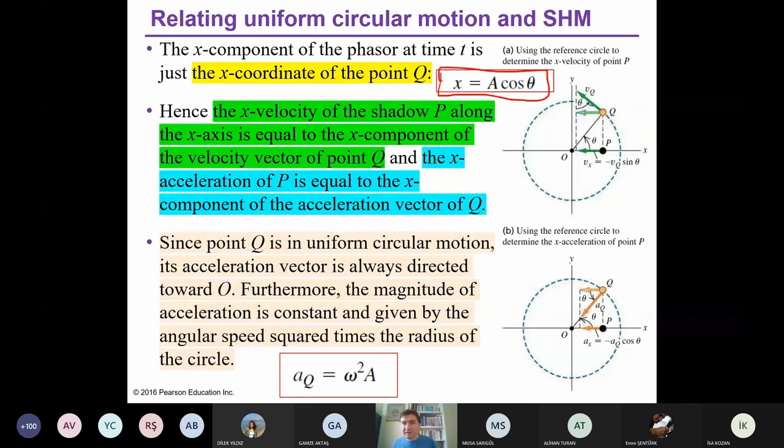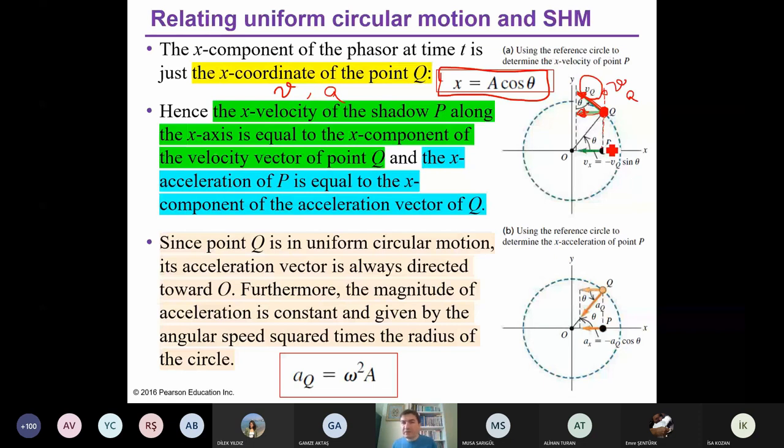This is the cue ball. It has uniform circular motion, and this is the tangential velocity of the cue ball, which is given with VQ. And this tangential velocity has this component along the x-axis and this component along the y-axis, okay? So when the cue ball is at this position, its projection P will have this velocity, which is equal to the x component of VQ. Vx is equal to the x component of the VQ.